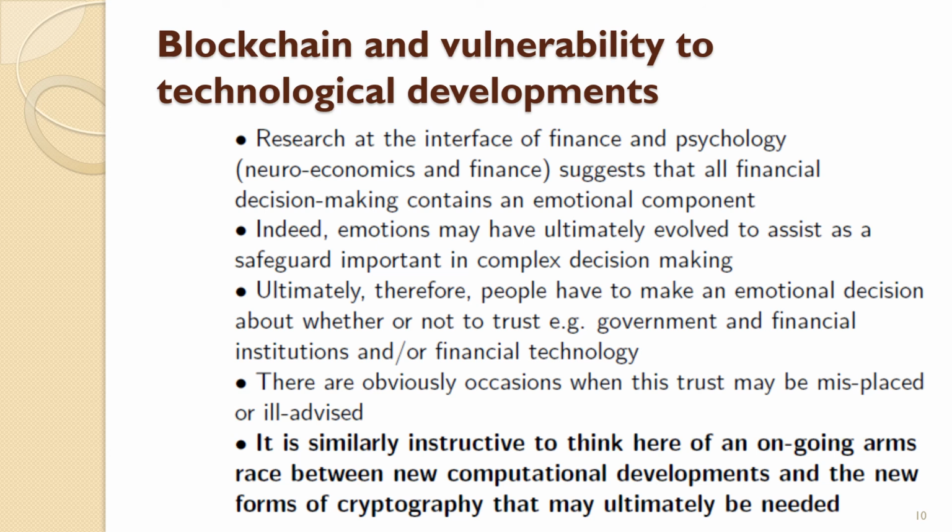There are obviously occasions here when this trust may be misplaced or ill-advised, and I think it's similarly instructive to think here of an ongoing arms race between new computational developments and the new forms of cryptography that may ultimately be required. So I think it's unlikely that you're going to get to a stage where you've got one computational system like a blockchain which is completely immune to hacking. I suspect that there is always going to be this sort of fundamental evolution between those who create new systems and those that seek to hack them, and there's going to be a fundamental need for emotional judgments around trust.